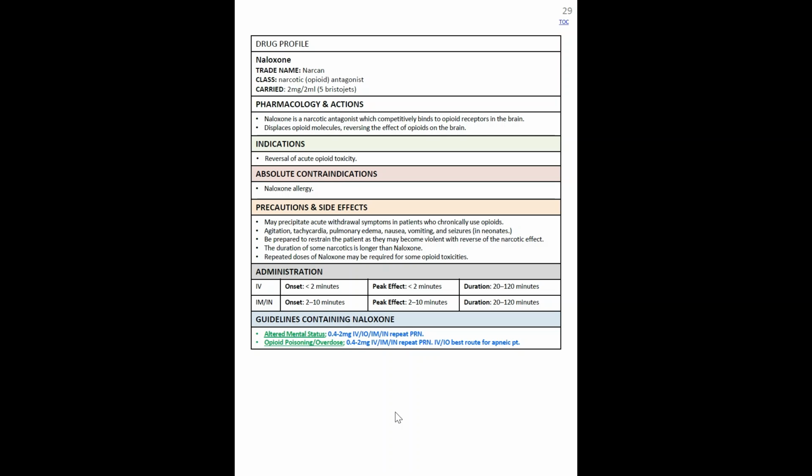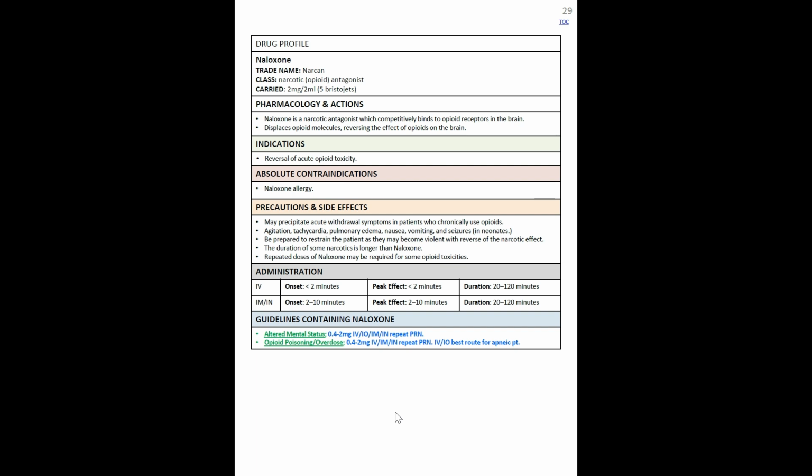Today we're going to be talking about the drug Naloxone. Naloxone's trade name is Narcan. Its classification is a narcotic opioid antagonist and it is carried at 2 milligrams in 2 mLs, and we carry 5 mini Bristol-jets of this medication in our drug boxes.